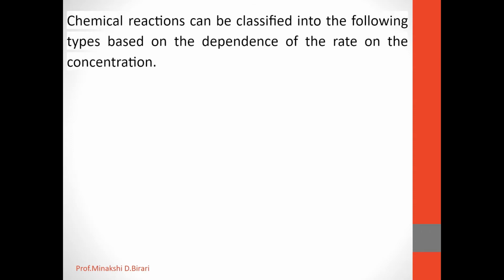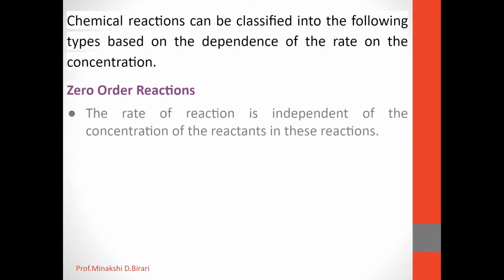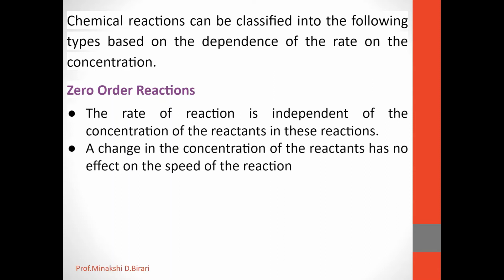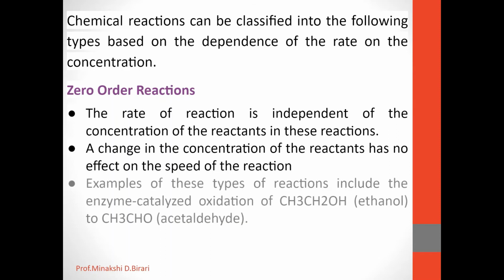Chemical reactions can be classified into the following types based on the dependence of the rate on the concentration. Zero order reactions. The rate of reaction is independent of the concentration of the reactants in these reactions. A change in concentration of the reactants has no effect on the speed of the reaction. Examples of zero order reaction include the enzyme catalyzed oxidation of ethanol to acetaldehyde.